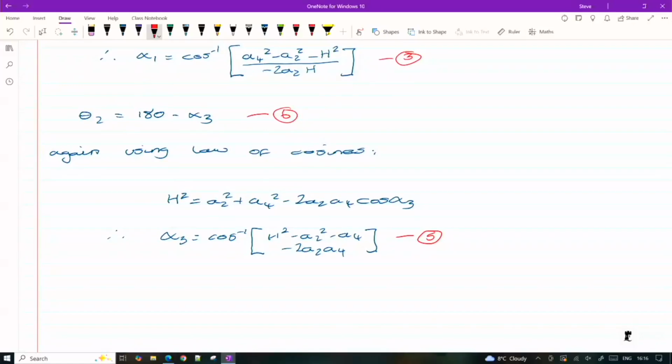Okay. So I think fairly straightforward. If you think back to the two-link 2D planar arm, we followed a very similar process to come up with that solution. Okay.